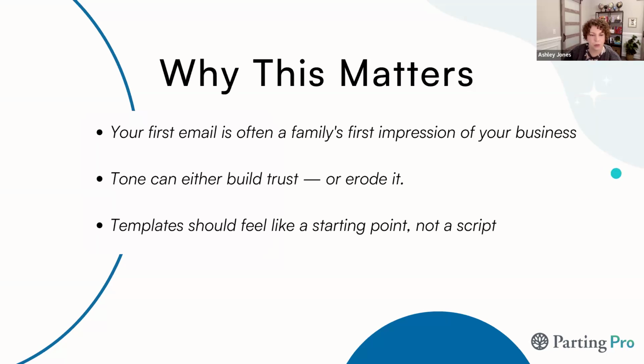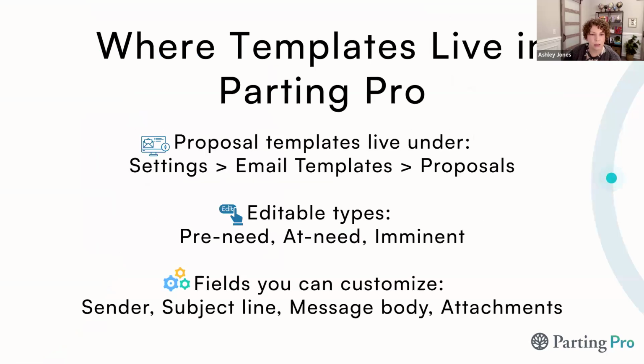So first off, let's just show you where they live in Parting Pro, and I have a screenshot on my next slide so that I can show you exactly, if you're in the dashboard, where you'll get them. But in general, they're going to be under your settings. And then you've got an email templates option, and then you've got proposal emails. You'll also see all the other emails that you could potentially personalize there. For the proposal emails, you've got 3 different versions. You've got a pre-need template, an at-need template, and an imminent template.